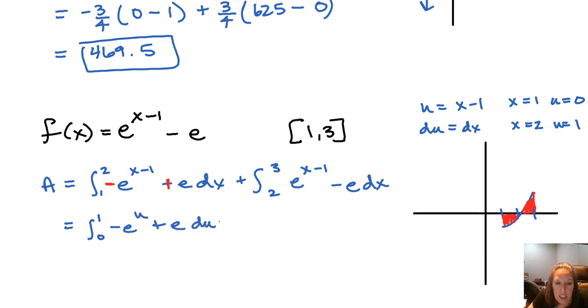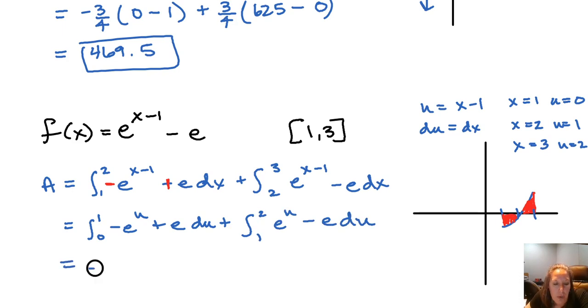And then our second integral, the only thing that changes is we also need to know what happens when x is equal to 3. That's going to be u equals 2. So our second integral is going to be the integral from 1 to 2 of e to the u minus e du.